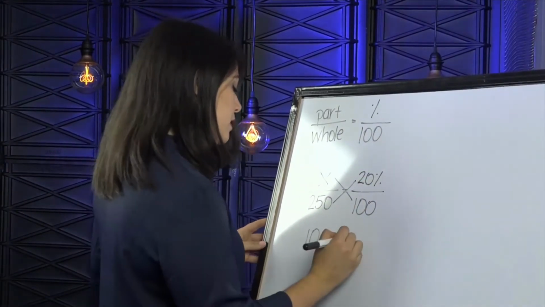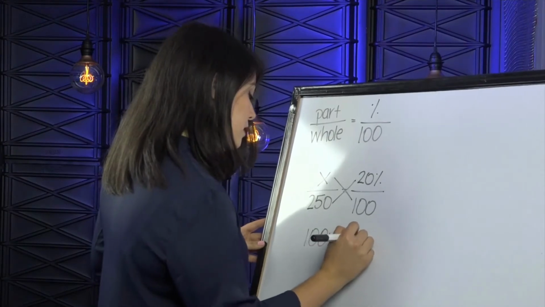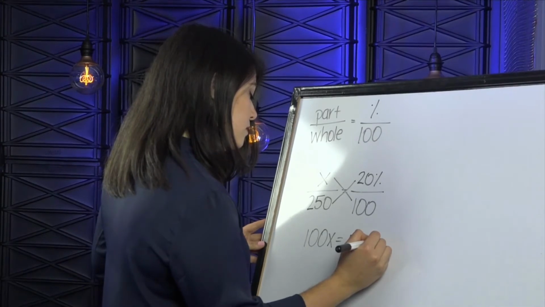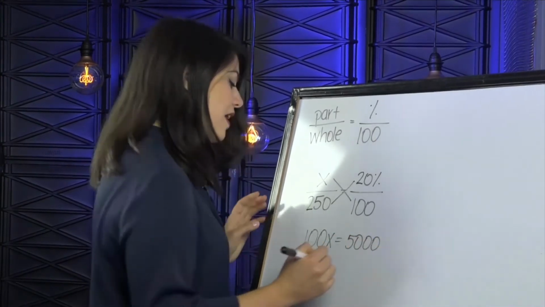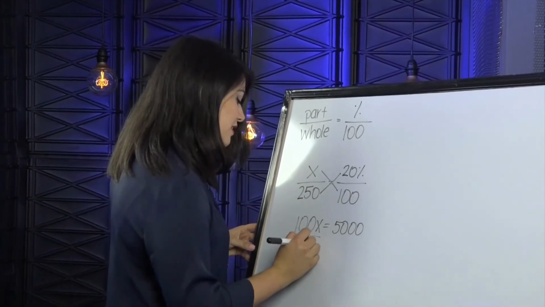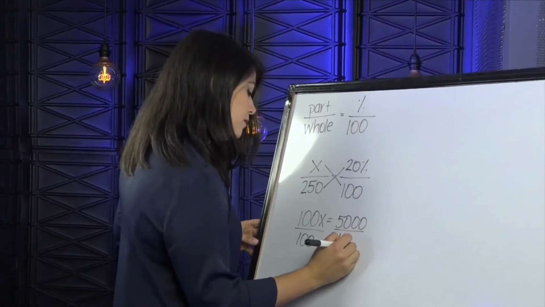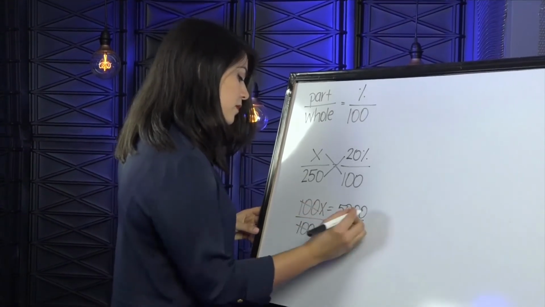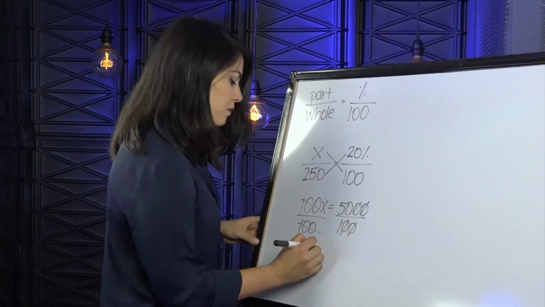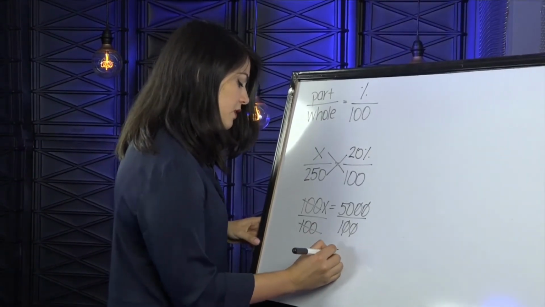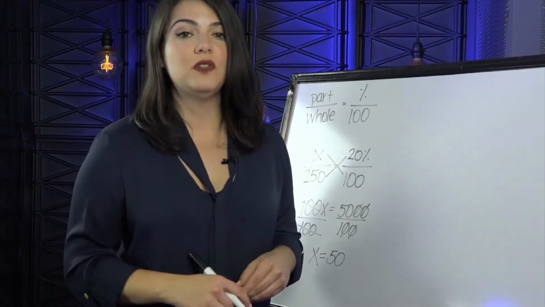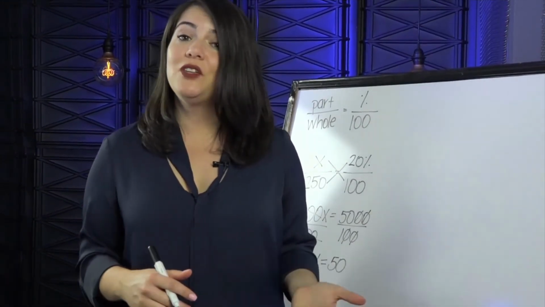250 times 20 is 5,000. Now let's divide by 100 to isolate the x. We can eliminate the zeros that they have in common on the top and the bottom. This gives us x equals 50. That means that there are 50 people at the field day wearing hats. Let's take a look at the next problem.